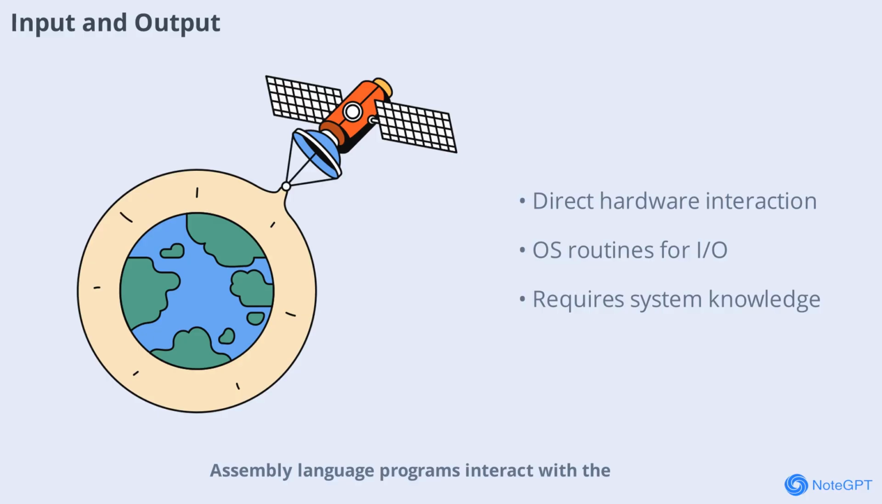Assembly language programs interact with the outside world through input and output operations. These operations are often performed using special instructions or by calling routines provided by the operating system. Handling input and output at the assembly level requires a good understanding of the hardware and system software, making it a challenging but rewarding aspect of low-level programming.